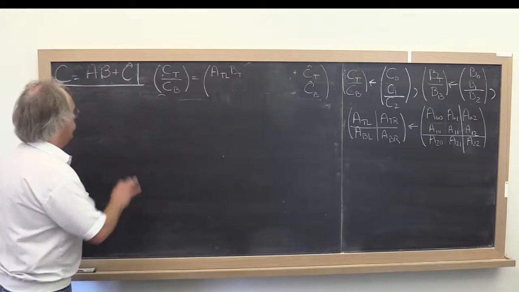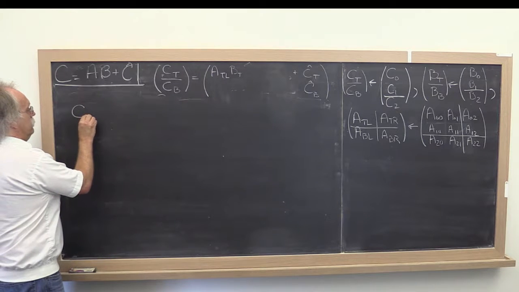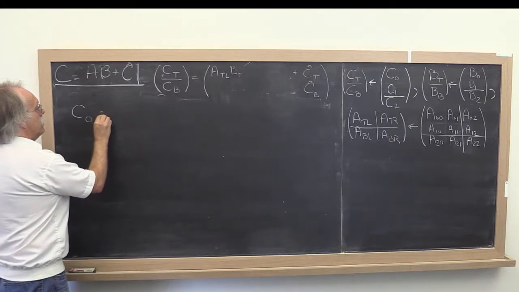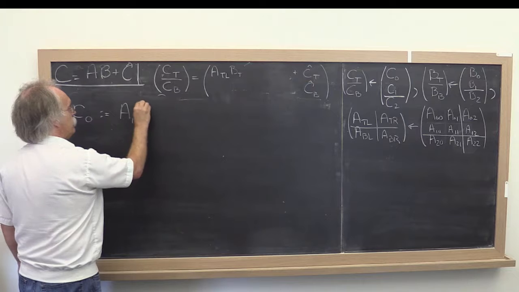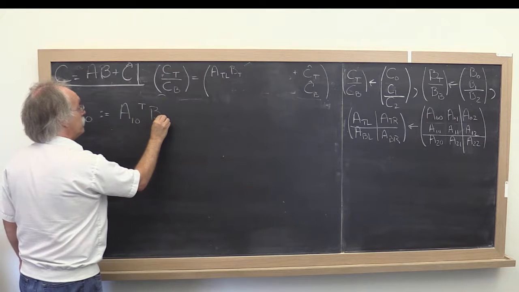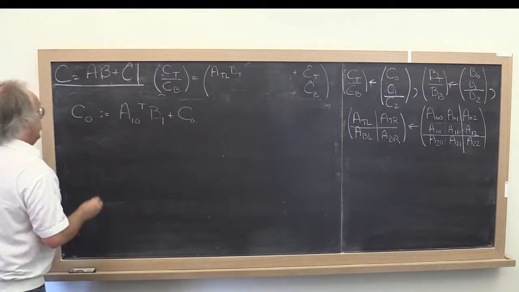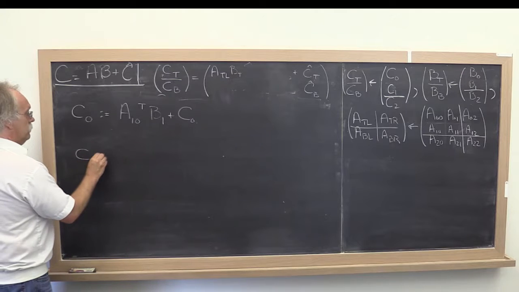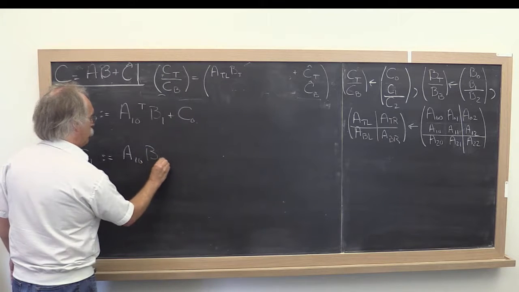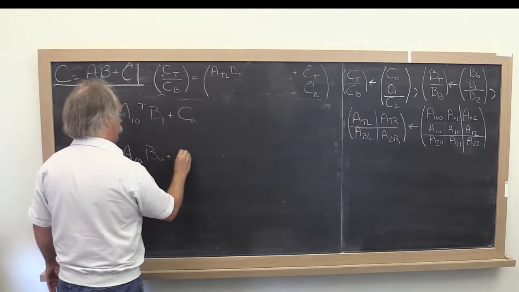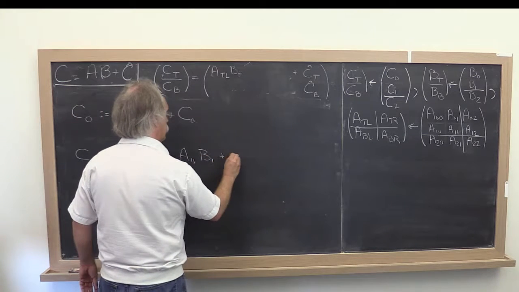Okay, so let's write down what the actual updates were. They were C0 becomes A10 transpose times B0 times B1 plus C0, and C1 becomes A10 times B0 plus A11 times B1 plus C1.